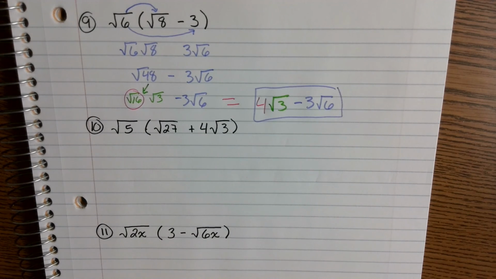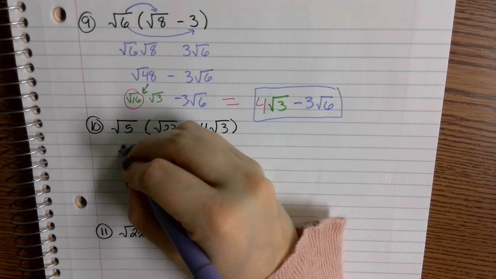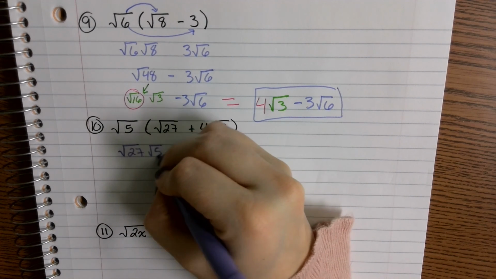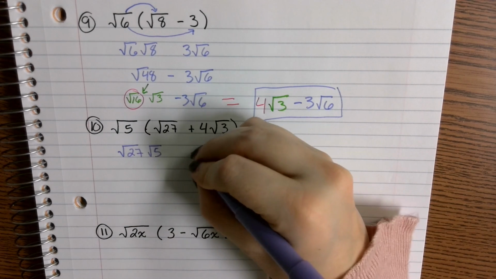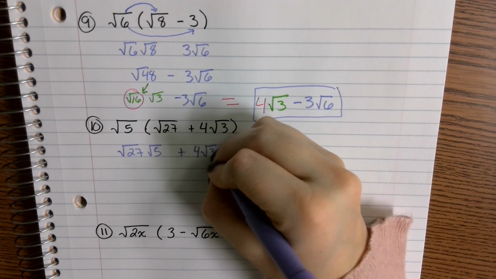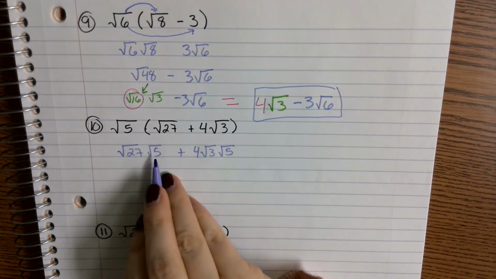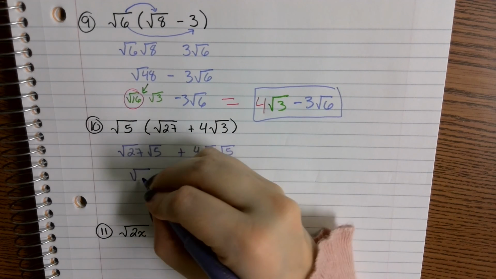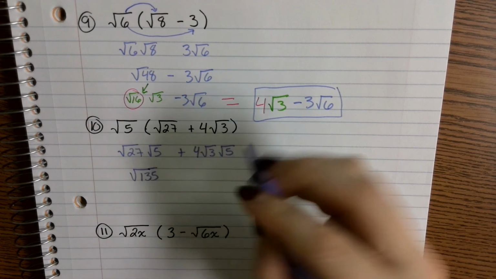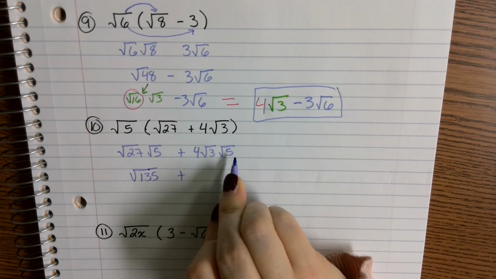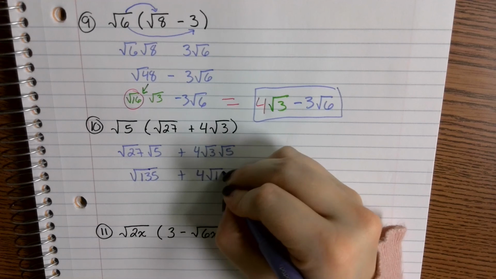Okay? Problem 10. Demi? 7 square roots of 15. Very good. If we go ahead and multiply, we're going to get the square root of 27 times the square root of 5, and then 4 square roots of 3 times the square root of 5. Square root of 27 times the square root of 5 is going to give you the square root of 135. And then 4 square roots of 3 times the square root of 5 is going to give you 4 square roots of 15.